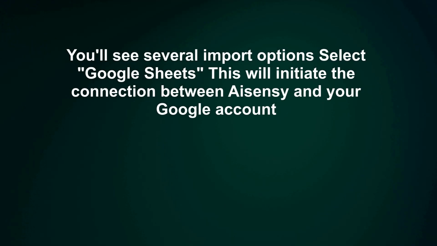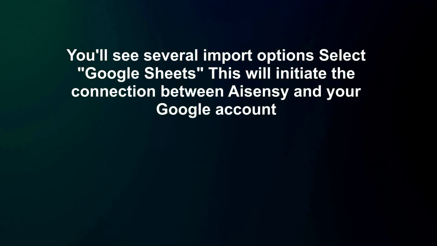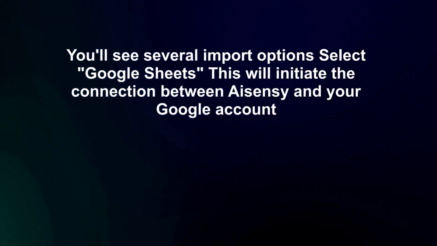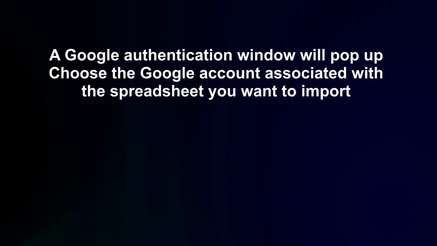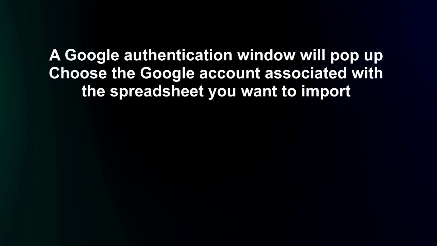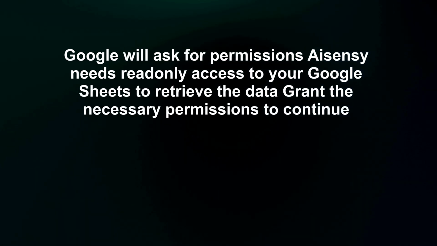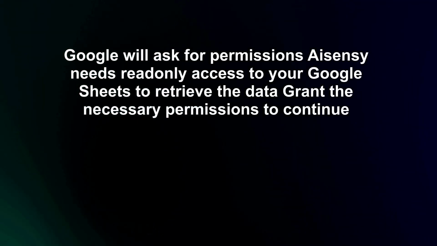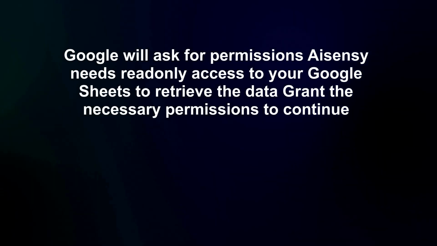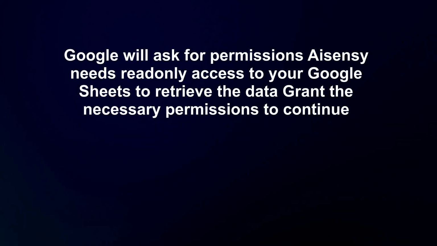You'll see several import options. Select Google Sheets. This will initiate the connection between Aisensy and your Google account. A Google Authentication window will pop up. Choose the Google account associated with the spreadsheet you want to import. Google will ask for permissions. Aisensy needs read access to your Google Sheets to retrieve the data. Grant the necessary permissions to continue.